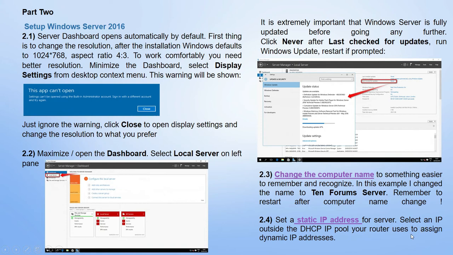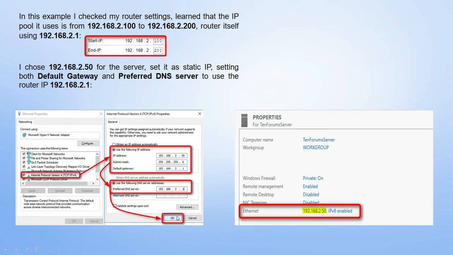Select an IP outside the DHCP IP pool your router uses to assign dynamic IP addresses. For example, I checked my router settings and learned that the IP pool it uses is the 192.168.2.100 series to the 2.200 series. So I set the pool from 100 to 200. The starting IP is 100, then 101, 102, 103, and so on, and it stops at 200.